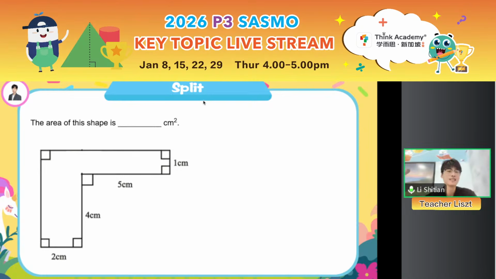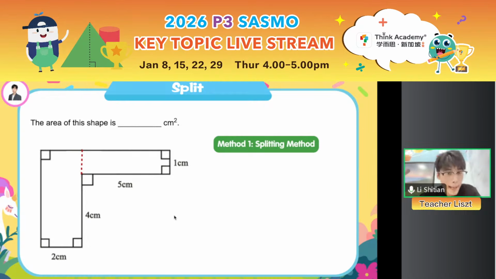Why do I call it the split method? Okay, imagine I have a scissor in my hand, and I want to cut this gun into two shapes. For these two shapes, probably they can be the thing that we can find out the area. So how can I cut it? How can I split it? Let's see. I want to cut it here. Why? Why does Teacher Liz want to cut this gun here?